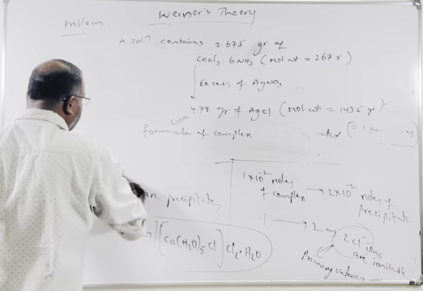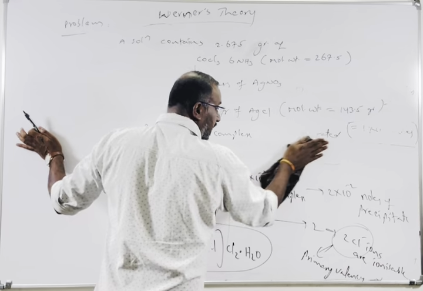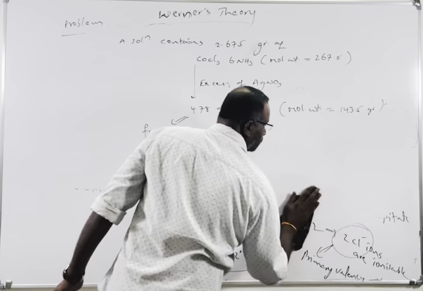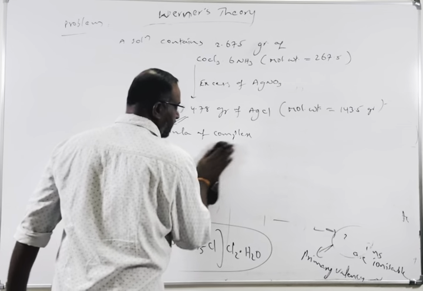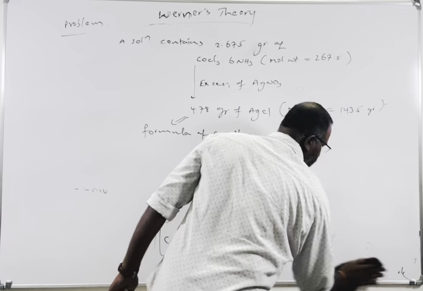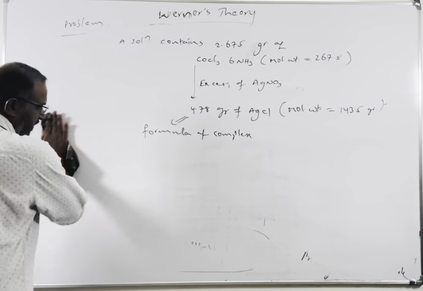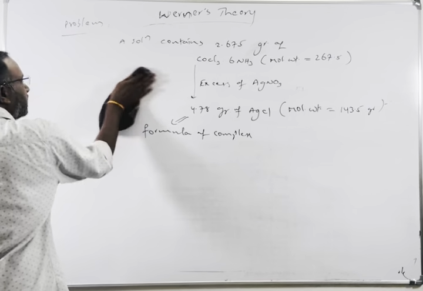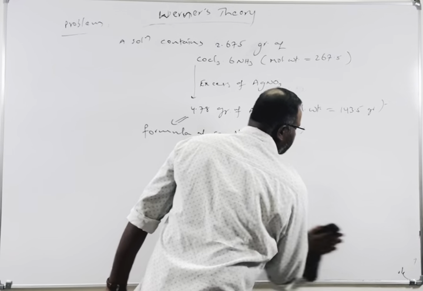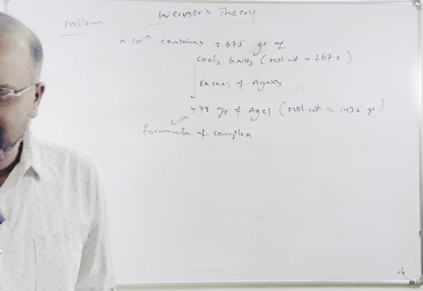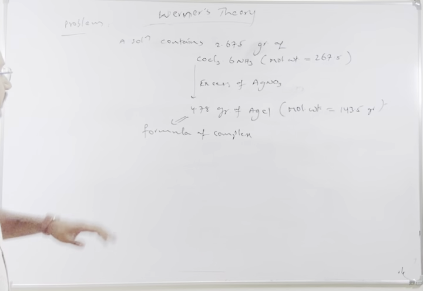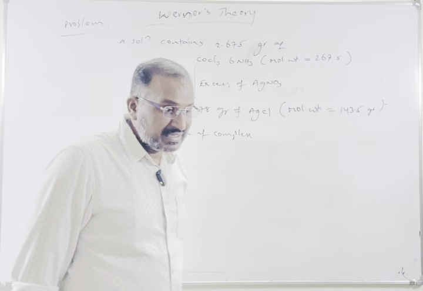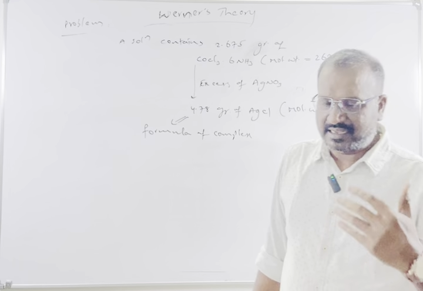Please read the question before I solve it. Before I solve, please go through that question. You will get some basic idea. If you are not getting it, no issue, I'll solve this one. A little bit tough. Of course, Werner's theory is an easy topic, and whatever sums come from it are easy, no issues. But the question can be a little bit tough like this. He has not given moles or the number of ions like in the previous problems.